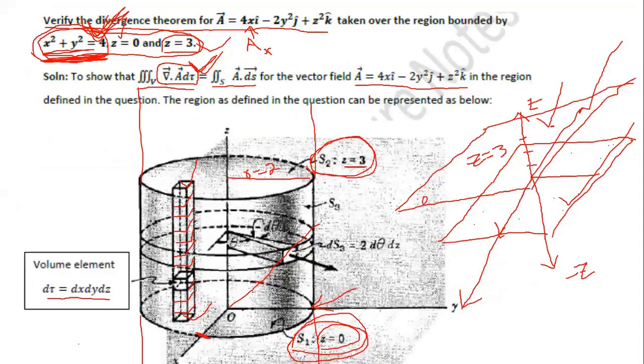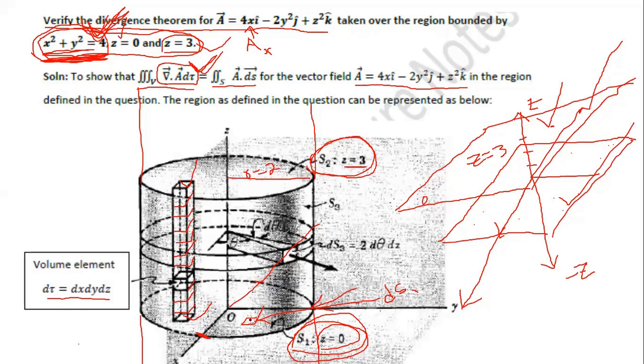Now on this surface S1, assume there is a small surface element here, the one I draw like this. This small surface element is what we define as dS1. Now what will be our unit vector? Your unit vector n cap is always the outward unit normal vector.